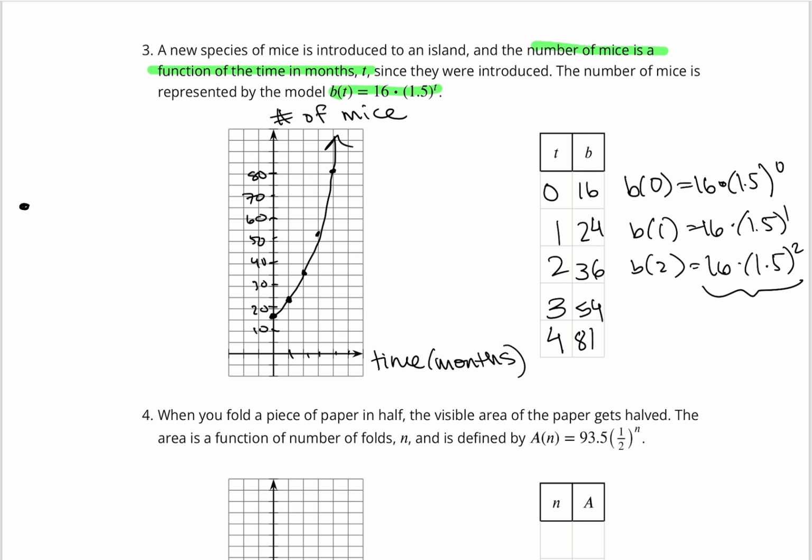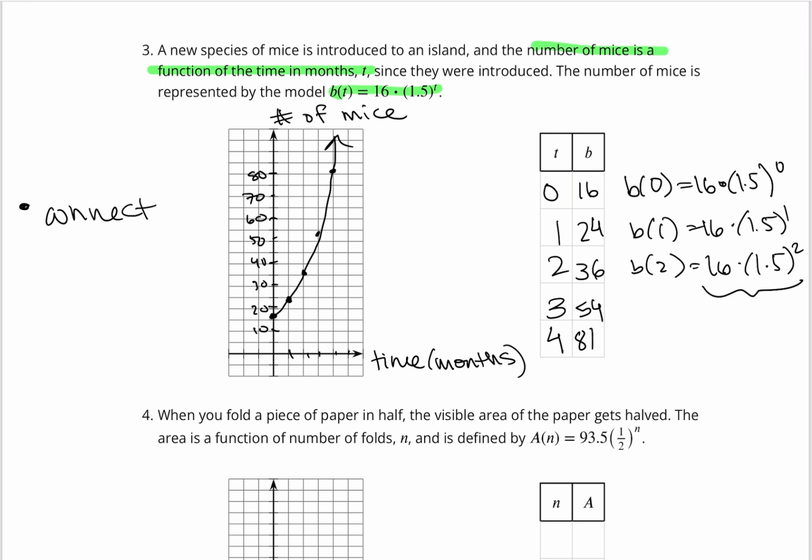Why would you connect the dots? What do you think? Remember, we are looking at the input and considering the input when we determine whether or not to connect the dots. The input is time in months, and time is continuous. So I would connect the dots because it's possible to have 1.5 months, right? 1.2, or it's possible to pick any day, any time of day, and any number of those months, and the number of mice could vary.